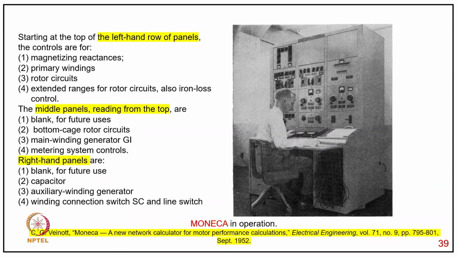So this is a typical example. Starting with the top of the left hand rotor panel, the row of panels has the control for magnetizing reactance, primary winding, and rotor circuit action range of the rotor circuit analysis. The middle panel reads: top blank for the future, bottom cage rotor circuit, main winding, and metering control. The right hand panel is blank for future use, with capacitor and auxiliary winding.